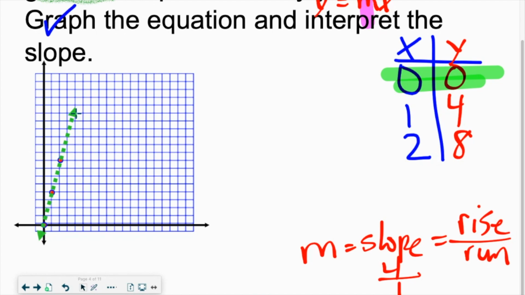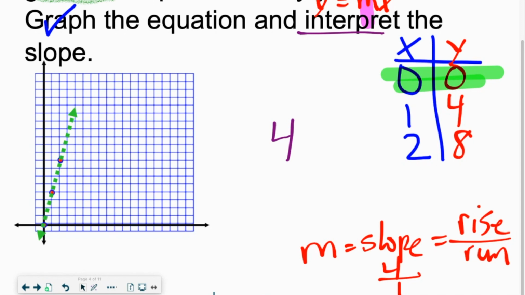Now it says to interpret the slope. Well, we already down here said the slope was 4. So if the slope is 4, tell me about it. For what? 4 Toblerones per day? 4 crying fits from my 3-year-old every minute? What, is it 4 cookies an hour? What we need is, when it says interpret, you need 2 labels.